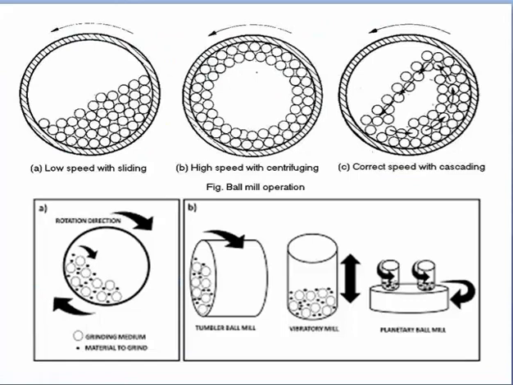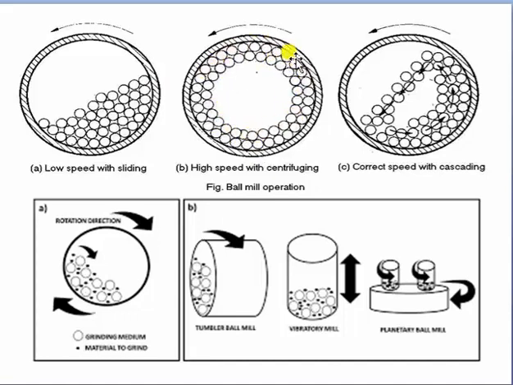Here you can see these are the balls which are used in ball mill. The movement will take place at the low speed here. The balls will swing like in this position. On a higher speed, due to centrifugal force, the balls move like this in a 360 round of force.